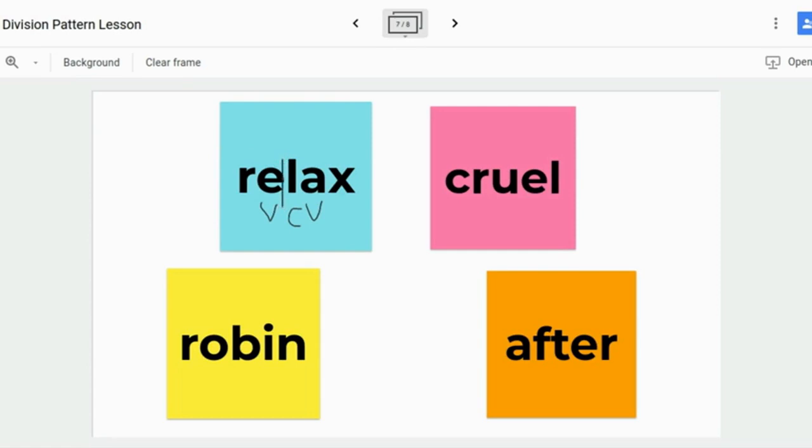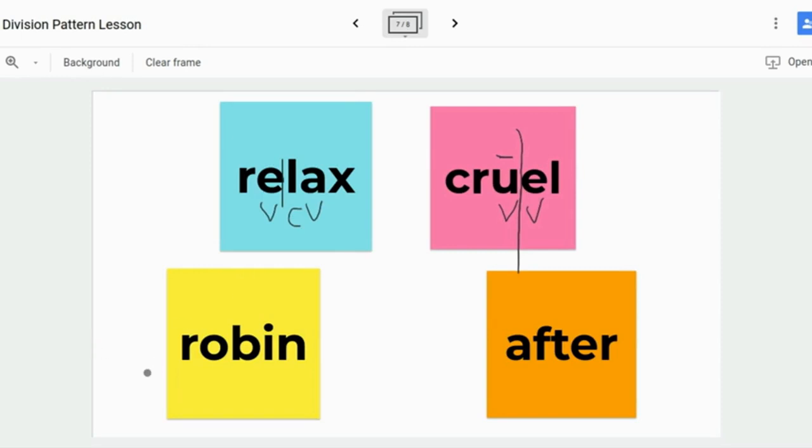And our next word in the pink, we have a vowel and a vowel, and nothing comes in between. So we would know we would divide right between the two vowels in our VV word. This would be another open syllable. So we would have cruel, cruel. So our word is cruel.